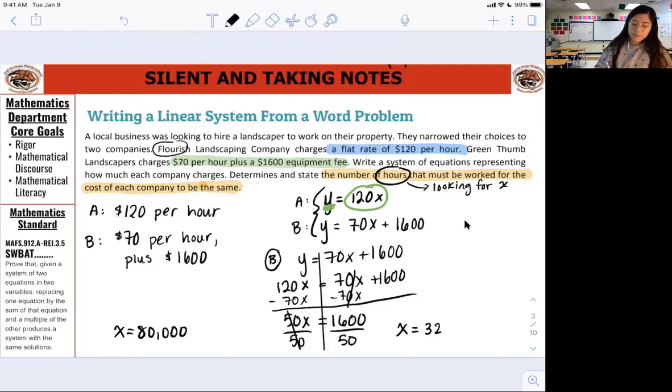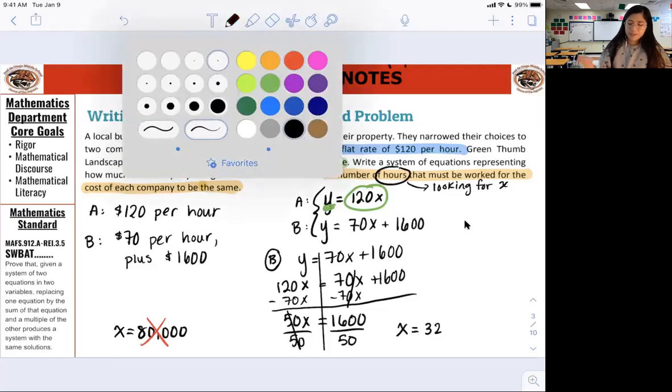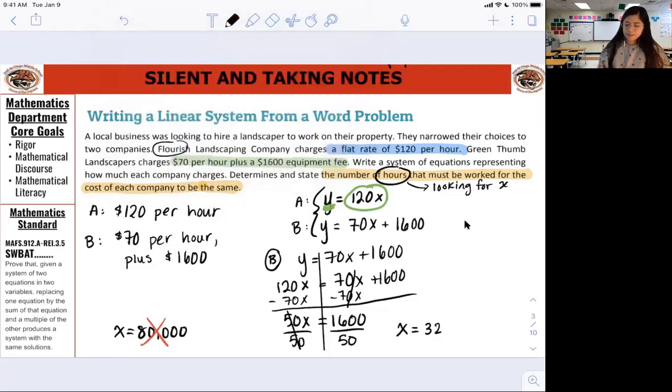So even if you did that, Allison, and you got that number, it just looks wrong, right? It doesn't make sense. So you could always go back and maybe try something else. 32 hours.